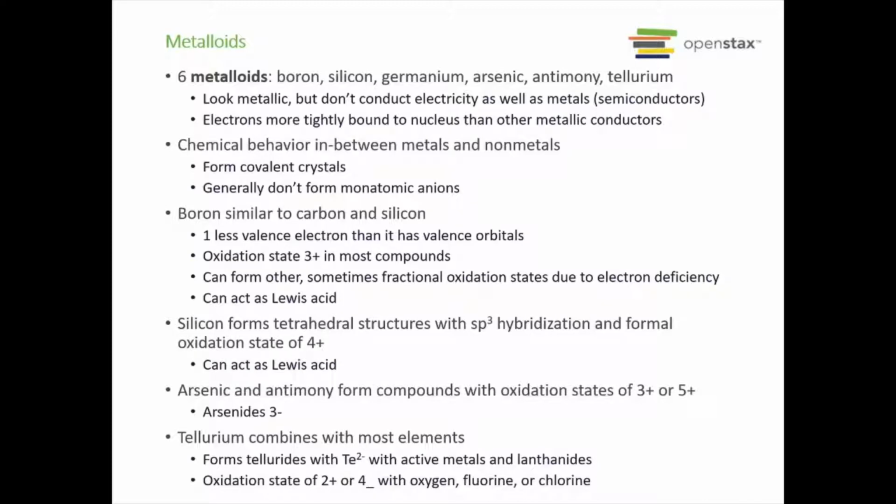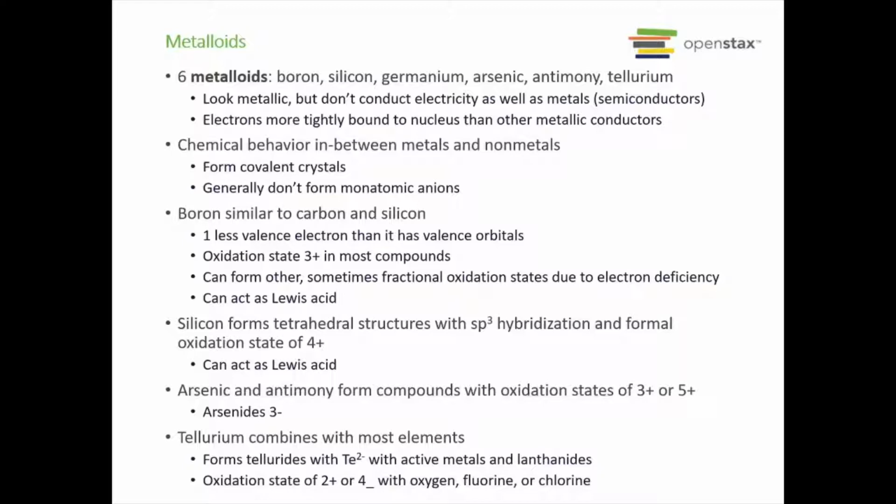So there are 6 metalloids: boron, silicon, germanium, arsenic, antimony, and tellurium. They look like metals, but they don't conduct electricity as well as metals, so they're called semiconductors. And this is because the electrons are more tightly bound to the nucleus than other metallic conductors. Their chemical behavior is in between that of metals and nonmetals. So they can form covalent crystals, and they generally don't form monatomic anions. So you don't find generally like a boron -3.